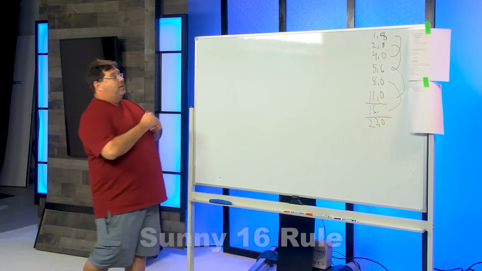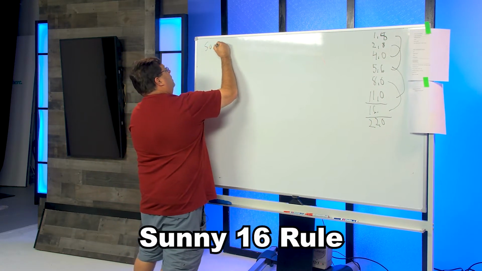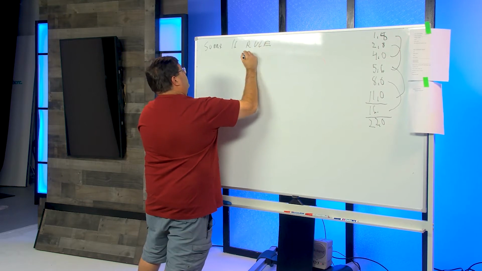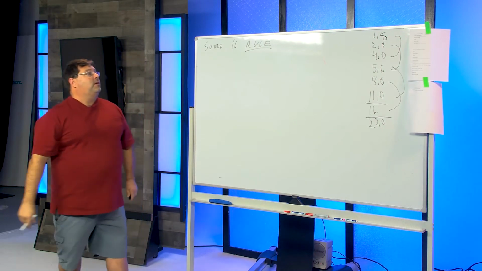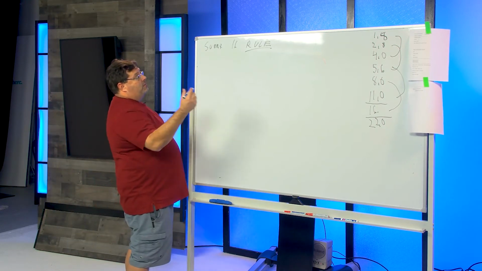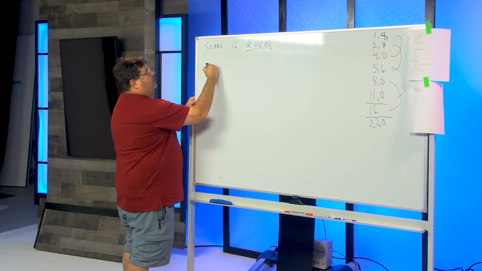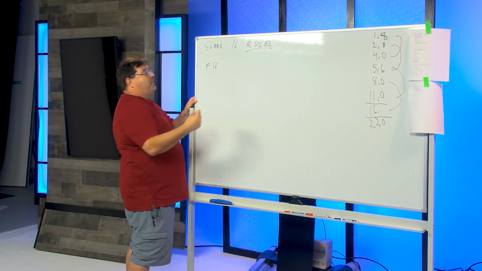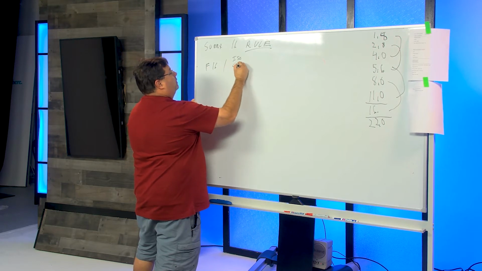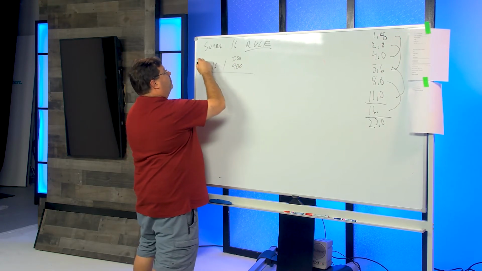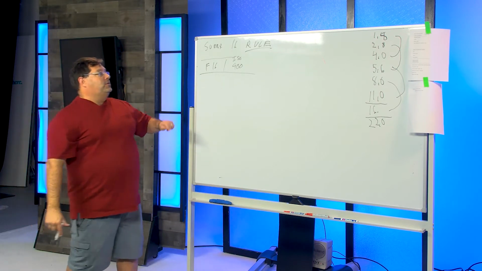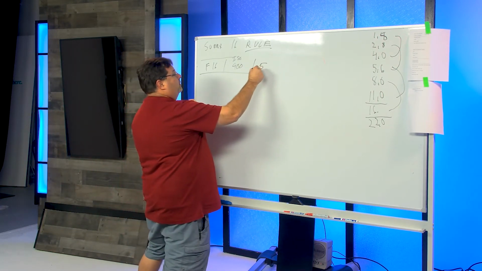I'm going to give you the Sunny 16 rule. Since the dawn of time, if your light meter breaks, you can still make an exposure. If the sun is out and you've got f16, and your film ISO is 400, then we know for a fact that your shutter speed on a sunny day should be 500.